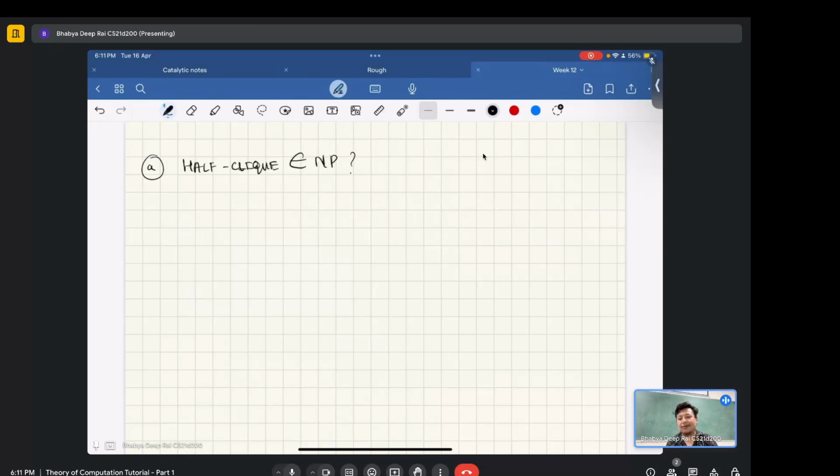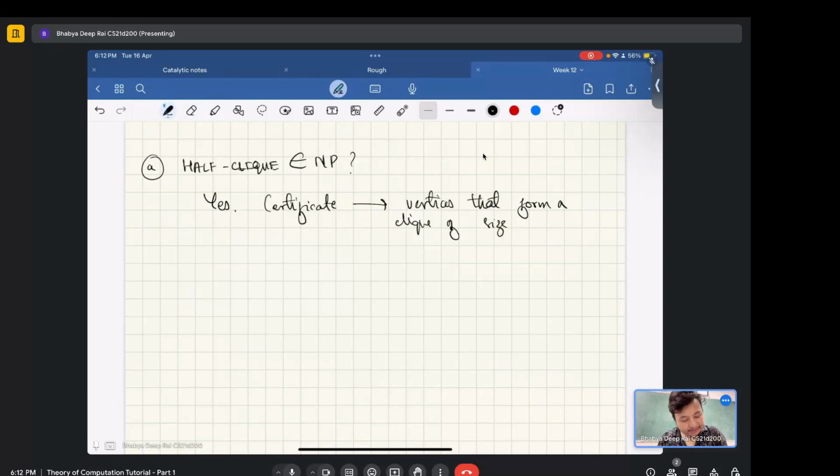And you ask me how can I achieve that? What I'll do is a very simple thing. I'll just give you the vertices that form a half click, where the number of vertices is n by 2. So the answer is yes, and I give you a certificate. The certificate is the vertices that form a click of size v by 2.